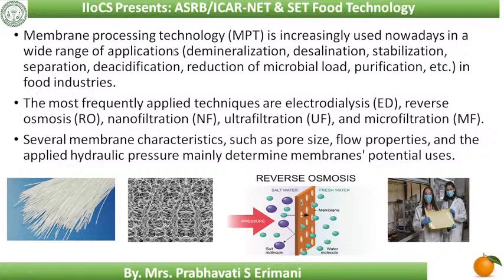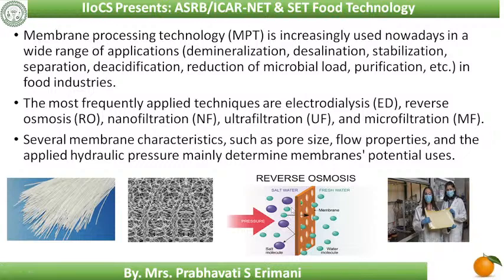This membrane processing technology is increasingly used nowadays for demineralization, desalination, stabilization, separation, deacidification, reduction of microbial load, purification, and also clarification in the case of fruit and vegetable juices. In food industries it is used in a wide range. The most frequently applied techniques are electrodialysis, reverse osmosis, nanofiltration, ultrafiltration, and microfiltration. In the picture you can see the things which are used.